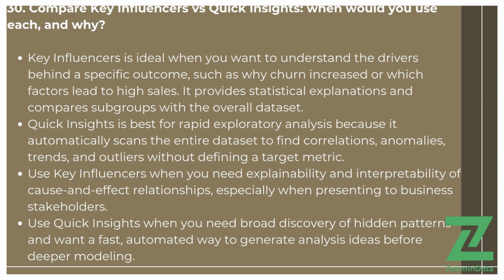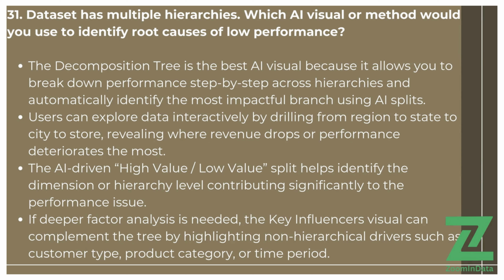Quick Insights is best for rapid exploratory analysis because it automatically scans the entire dataset to find correlations, anomalies, trends, and outliers without defining a target metric. Use key influences when you need explainability and interpretability of cause and effect relationships, especially when presenting to business stakeholders. Use quick insights when you need broad discovery of hidden patterns and want a fast, automated way to generate analysis ideas before deeper modeling.